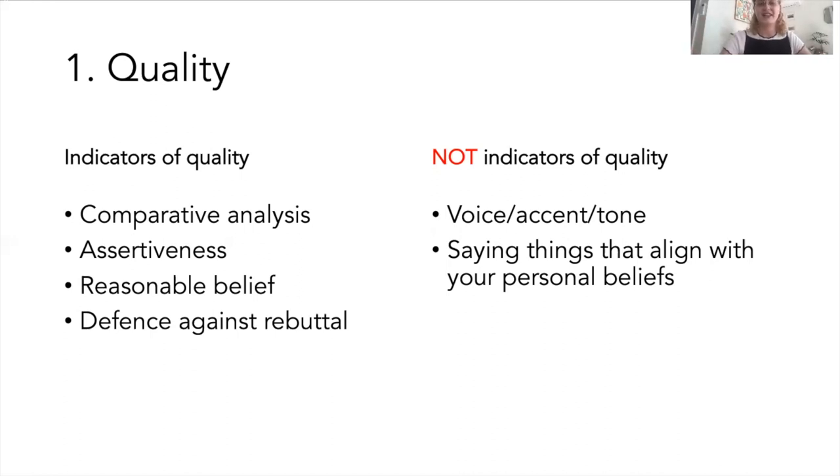The next thing is defence against rebuttal, because the quality of a point is not just the point that you make, it's that when it gets attacked, you need to defend that point and stand up for it. Obviously, things that are not indicators of quality include voice, accent, tone, or saying things that align with your personal benefits or beliefs, or the judge's personal beliefs.